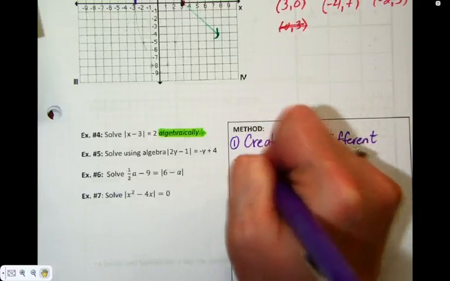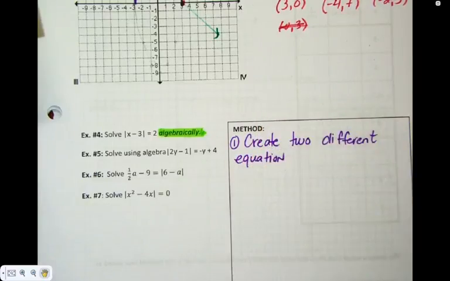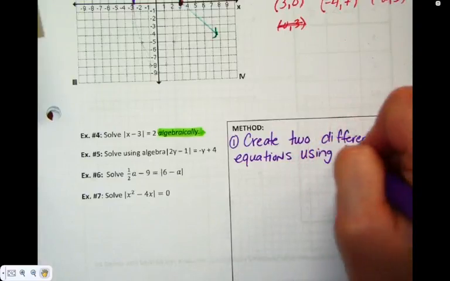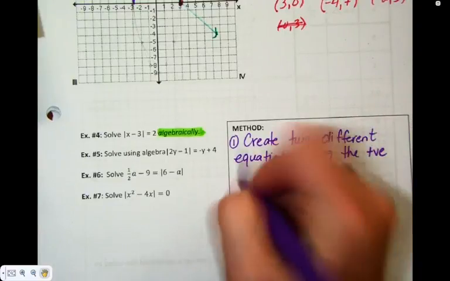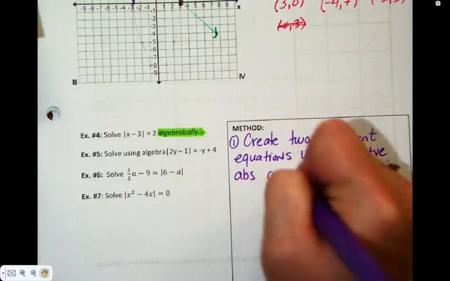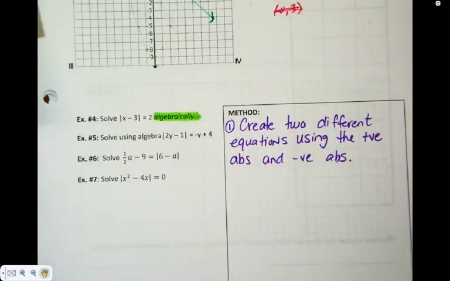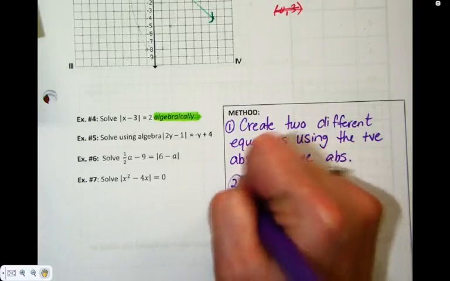Create two different equations using the positive absolute value and the negative absolute value. So basically the same thing we did when we did the piecewise function on Friday. Isolate the variable.